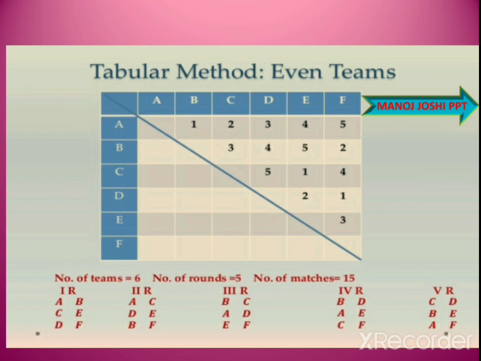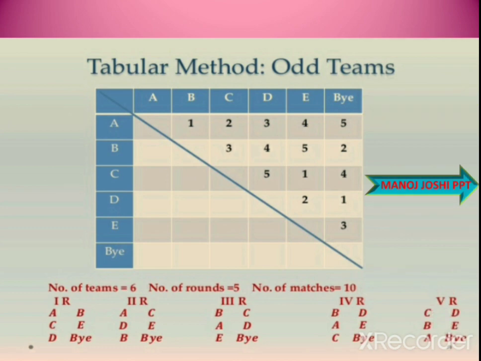In case of an odd number of teams, in this fixture tabular method, we make n plus 2 boxes, in which in the last column we put byes. See here, in the odd number of teams, 2 extra boxes we are making, both downwards and horizontally, and then left to right and top to bottom. We have 7 columns, 7 boxes; n plus 2 boxes are there in case of an odd number.